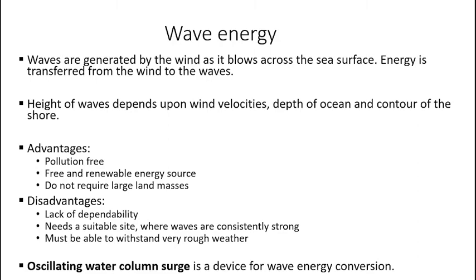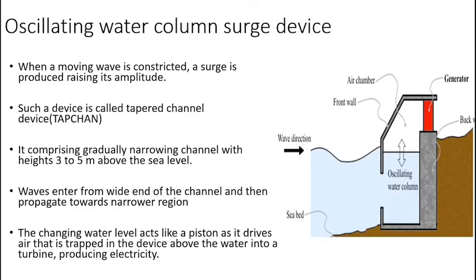And next is the oscillating water column surge. This oscillating water column surge is a device for wave energy conversion. So let's see this oscillating water column surge device in detail. When a moving wave is constricted, a surge is produced, raising its amplitude. And such a device is called a taper channel device. Okay, so look at the picture here that shows an oscillating water column surge.